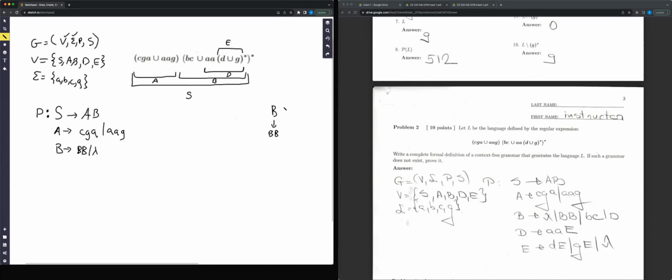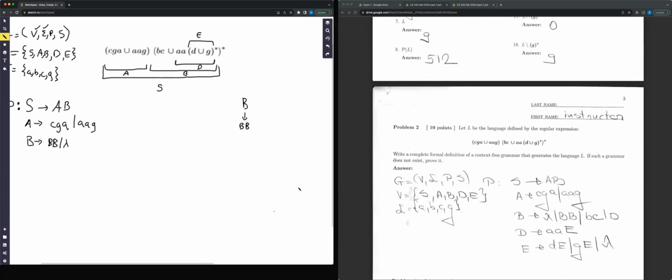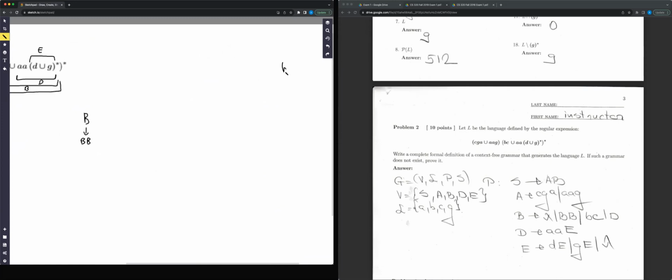So let's really quickly do A star. Let's say we want to define A star, so B turns into BB or lambda. Order doesn't matter here. And then let's say A.